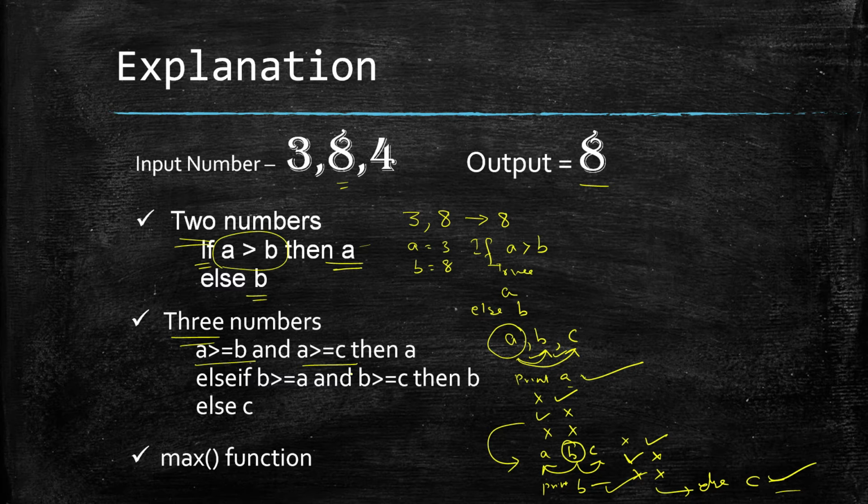And the third way, if we have any number of input numbers, 2, 3, 4, any number, we can use the max function. So we need not write all this logic. It's an inbuilt function in Python which we can use, passing the numbers as arguments, and we'll get the result. Now let's go into the Python code and see how this can be achieved.